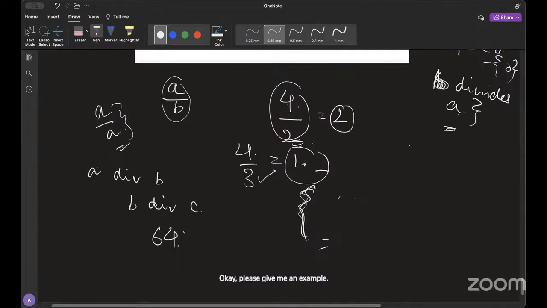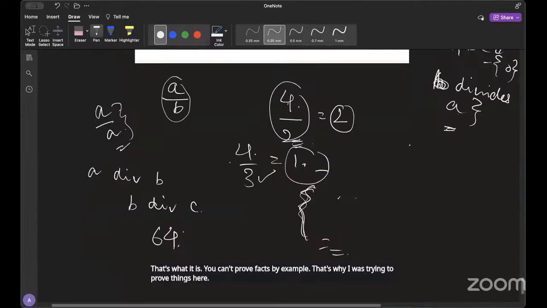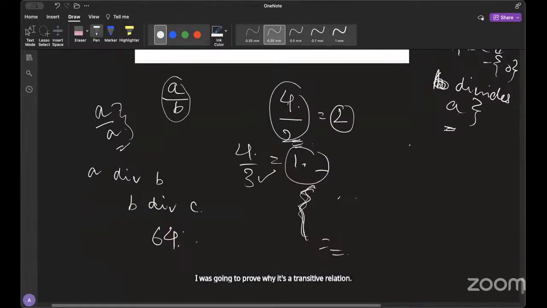Listen, the example 64, 128 doesn't prove things. Examples are not meant to prove things. They just adhere to what is said. You can't prove facts by examples. That's why I was trying to prove things here. I was going to prove why it's a transitive relation, but you only want an example for it, so we can do that here.